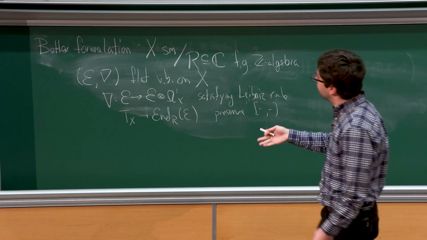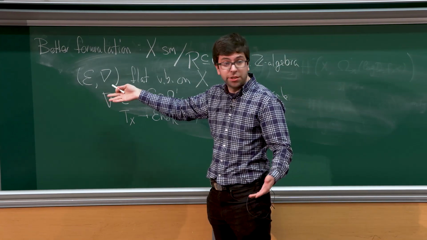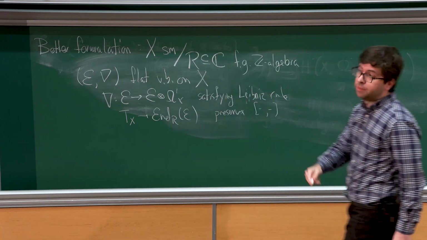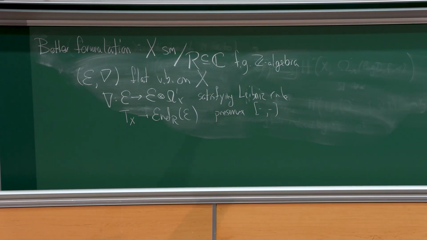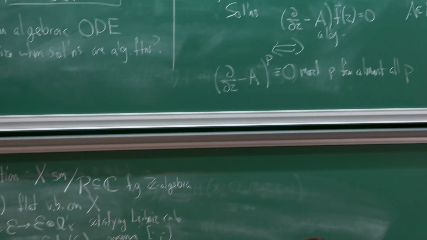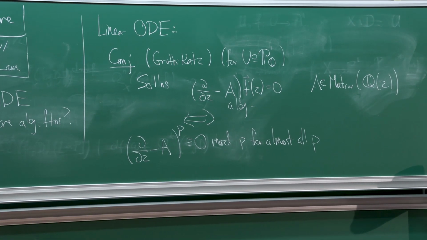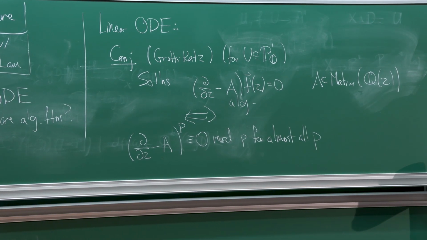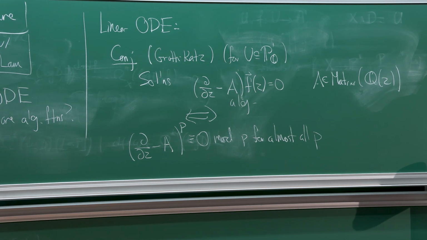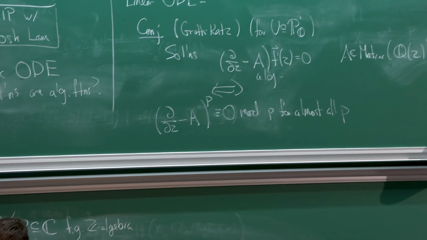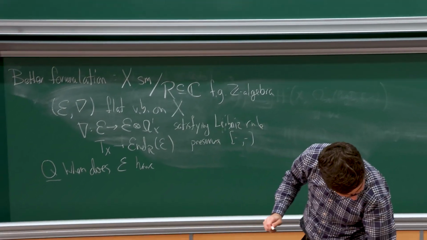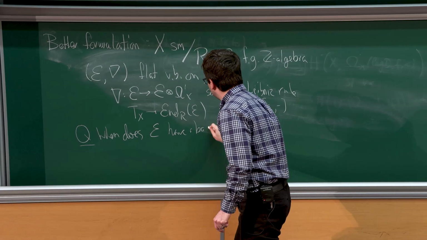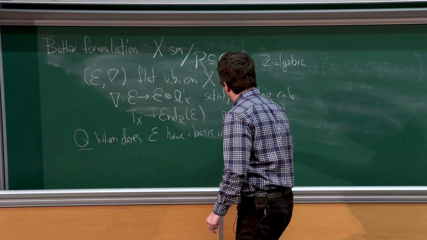Okay, so what does it mean? I said this is an ODE. What are the solutions to this ODE? They're the kernel of nabla. So for example, here you can take the trivial bundle on U and take the connection d minus A dz, and the kernel of that connection will be exactly the solutions to this ODE. Okay, and so the question is, when does E have a basis of algebraic flat sections?